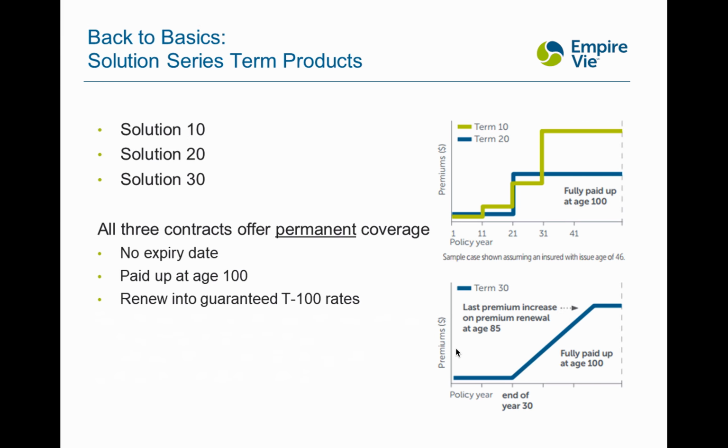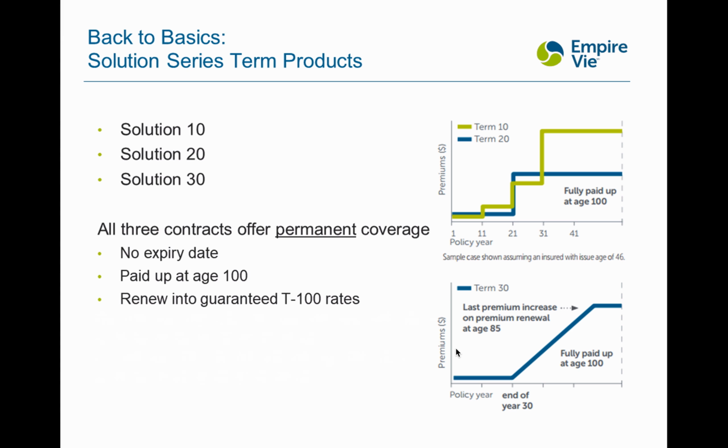So to talk a little bit about the Solution Series term products, we can see this better when we use a program like Life Design Analysis, because you can see how this stacks up against other carriers out there, and how this feature of never expiring really comes to life. We offer Term 10, Term 20, and Term 30. All three contracts are essentially permanent coverage. There's no expiry date. It's paid up at age 100, and it turns into a guaranteed T100 rate at a specific date.